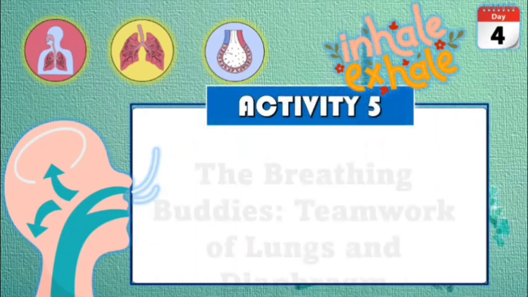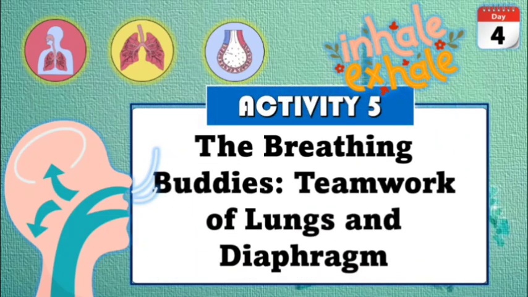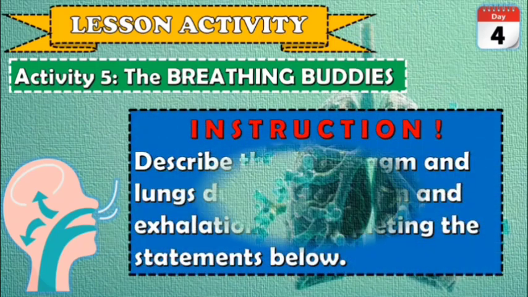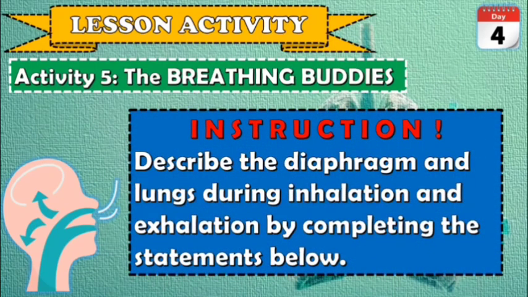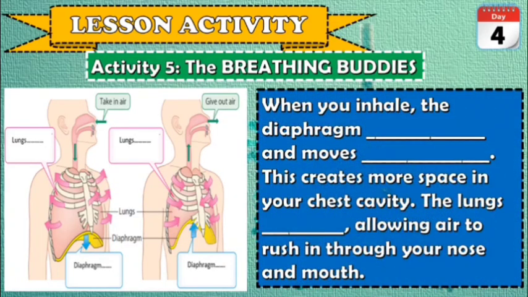Activity number 5. The breathing bodies. Teamwork of lungs and diaphragm. Instruction. Describe the diaphragm and lungs during inhalation and exhalation by completing the statement below. As you can see, there is a diagram. Based on this diagram, when you inhale, the diaphragm blank and moves blank. This creates more space in your chest cavity. The lungs blank, allowing air to rush in through your nose and mouth. I'm giving you 3 minutes to do this activity.